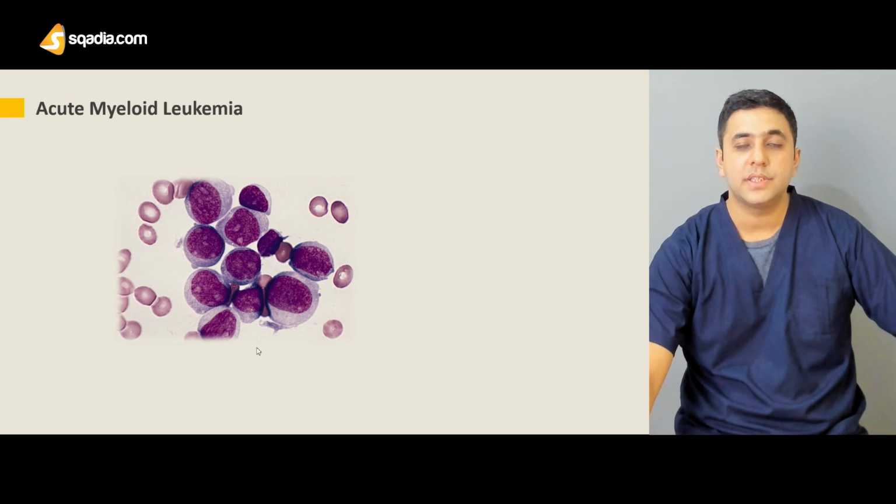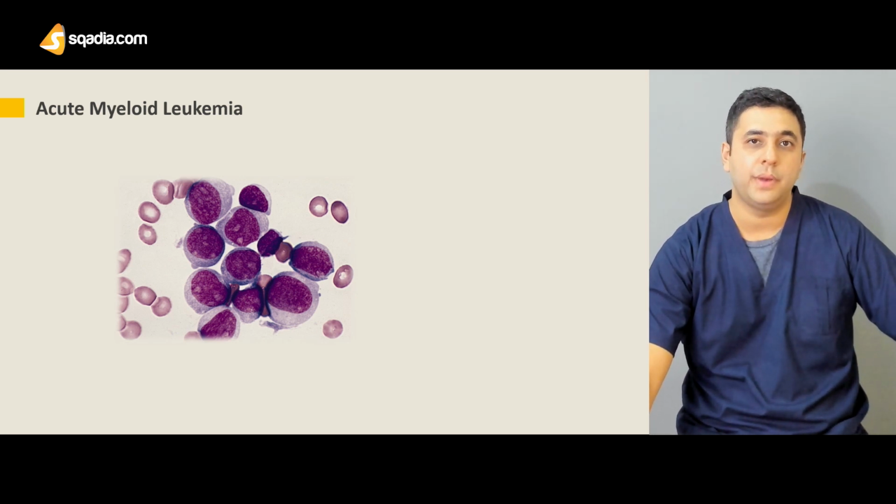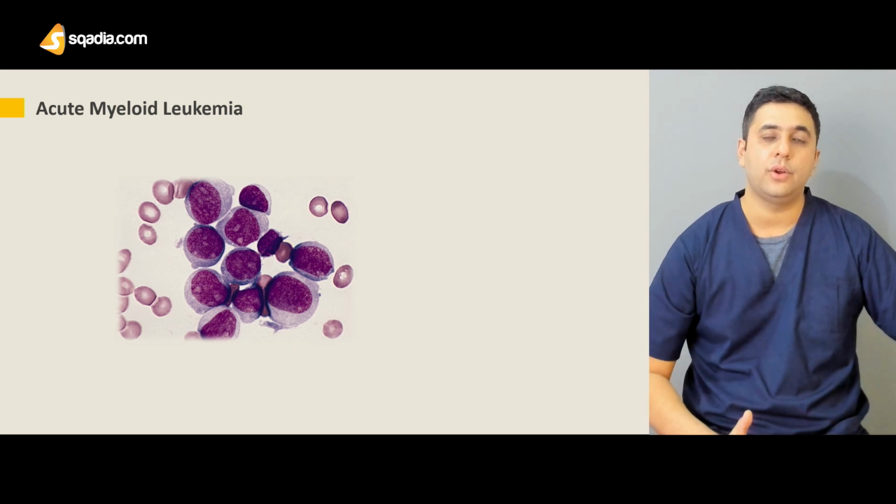So these are the cells which are abundant in acute myeloid leukemia or acute myeloblastic leukemia. They basically replace almost the whole of the bone marrow. The diagnostic cutoff point is that greater than 20% of the bone marrow should have the myeloblast cells to have a diagnosis of acute myeloid leukemia.